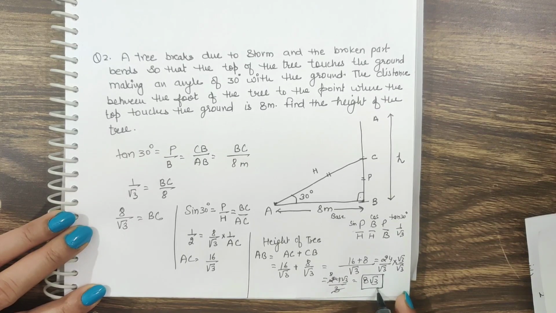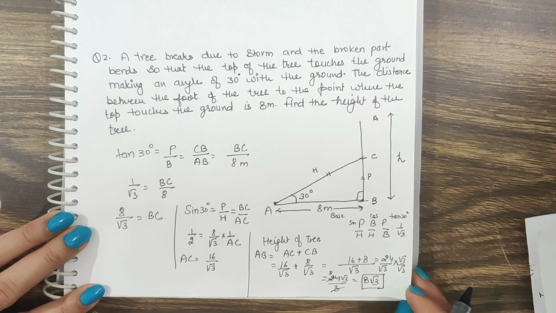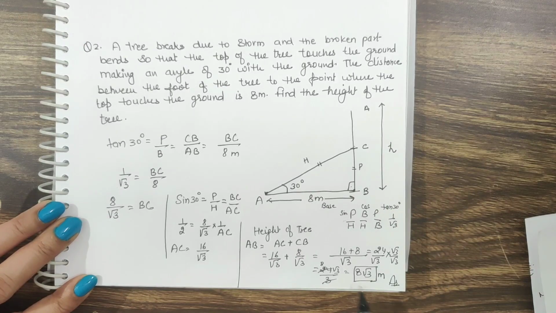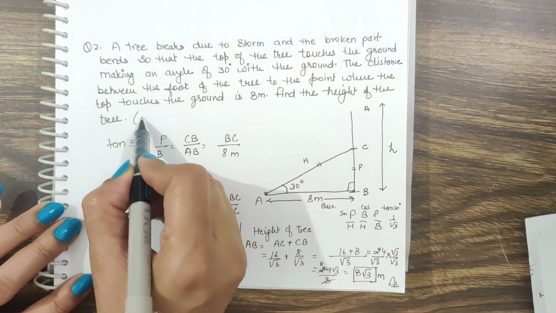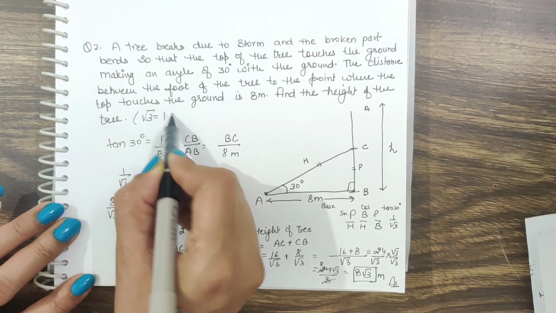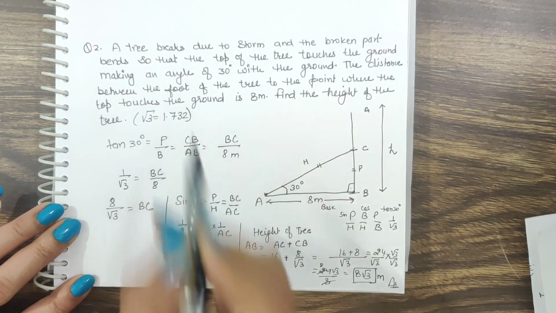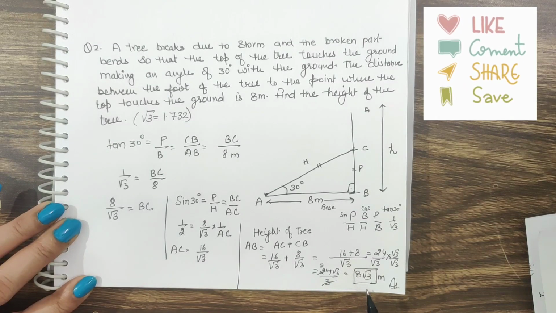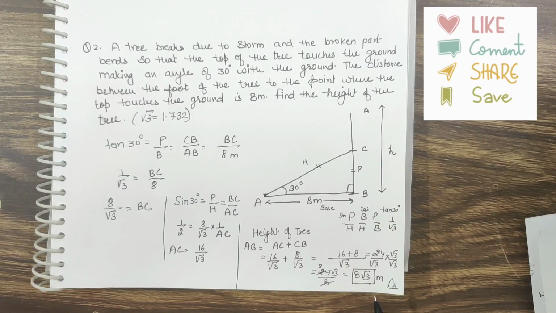Student, 8 root 3, and don't miss the unit. Here the unit is meter. Required height of the tree is 8 root 3 meter. If it is also given root 3 is 1.732, then the height of the tree is 8 into 1.732. Hope you can understand both questions student.